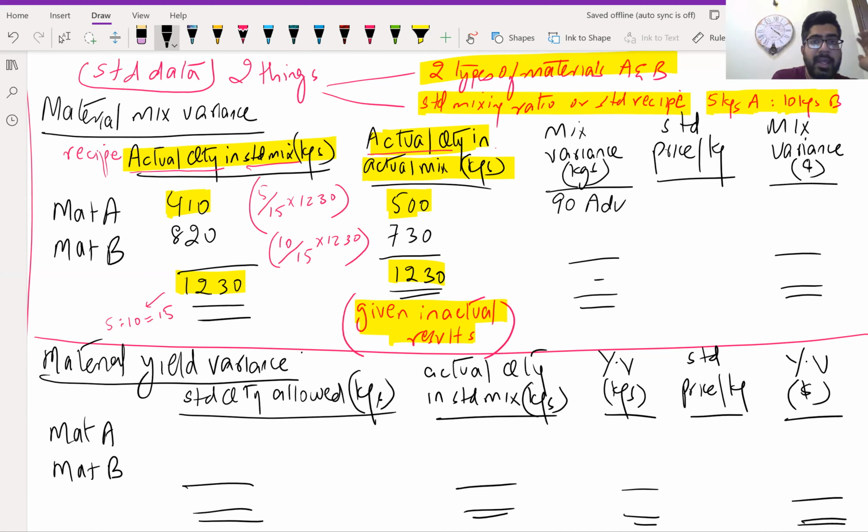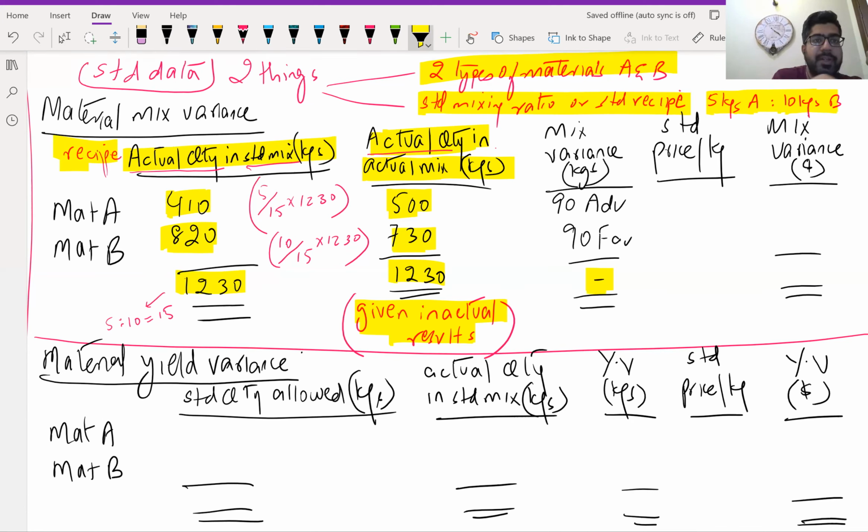B, actual quantity in standard mix recipe. Standard mix is the recipe stated, 820. You input less, 730. So this is going to be 90 favorable, and the net off will be 90 favorable, 90 towards 0. It will always be 0.